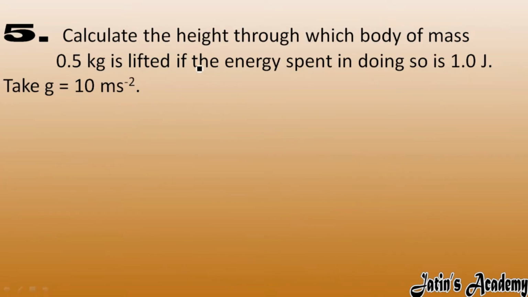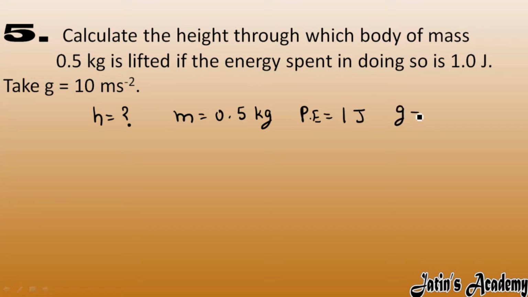Next we have to calculate the height through which a body of mass 0.5 kg is lifted if the energy spent in doing so is 1 joule. Take g value as 10. So here they are asking us to find the height. A body of mass 0.5 kg is lifted above, and the energy spent in this case, which is a form of potential energy, is 1 joule, and g value is given as 10. So now we have to calculate the height.